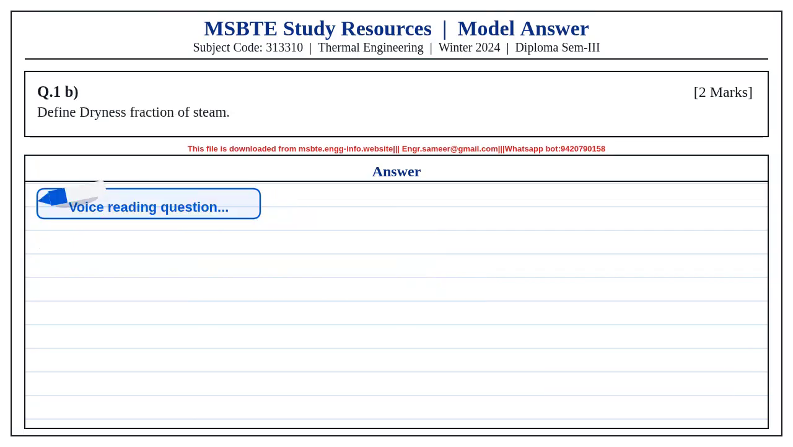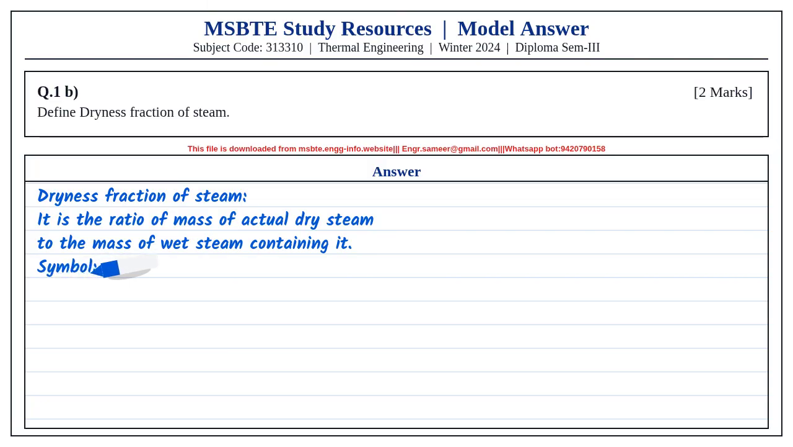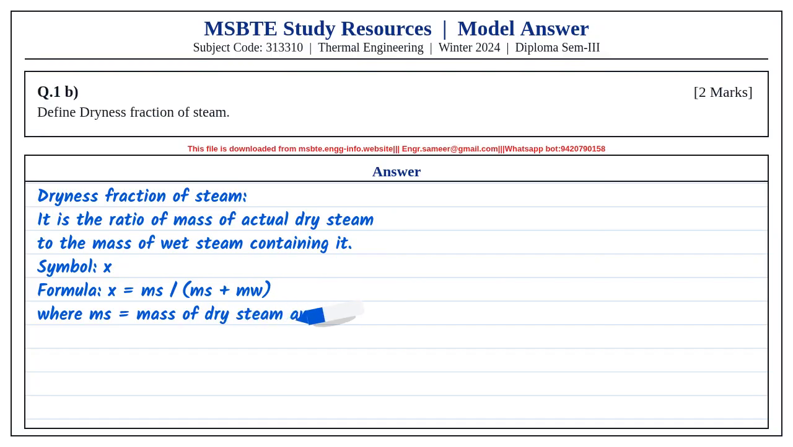Question 1b. Define dryness fraction of steam. Dryness fraction of steam is the ratio of mass of actual dry steam to the mass of wet steam containing it. Its symbol is X. The formula is X equal to Ms divided by Ms plus Mw, where Ms is mass of dry steam and Mw is mass of water in suspension.